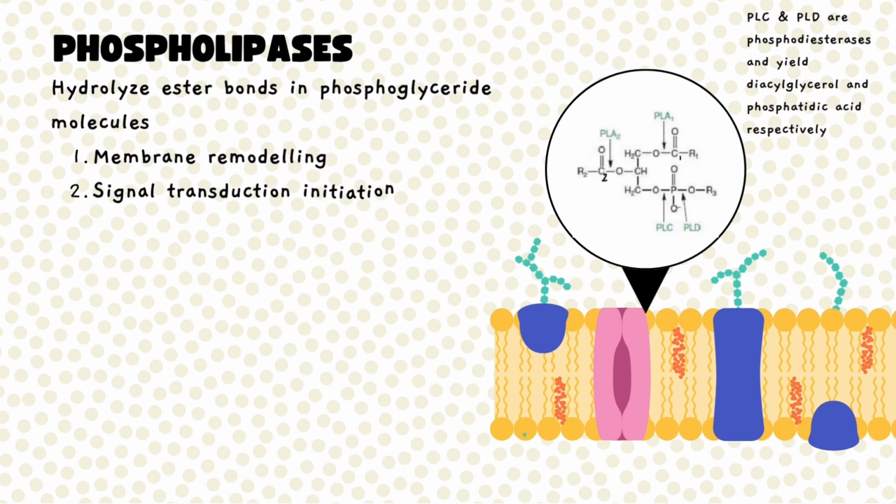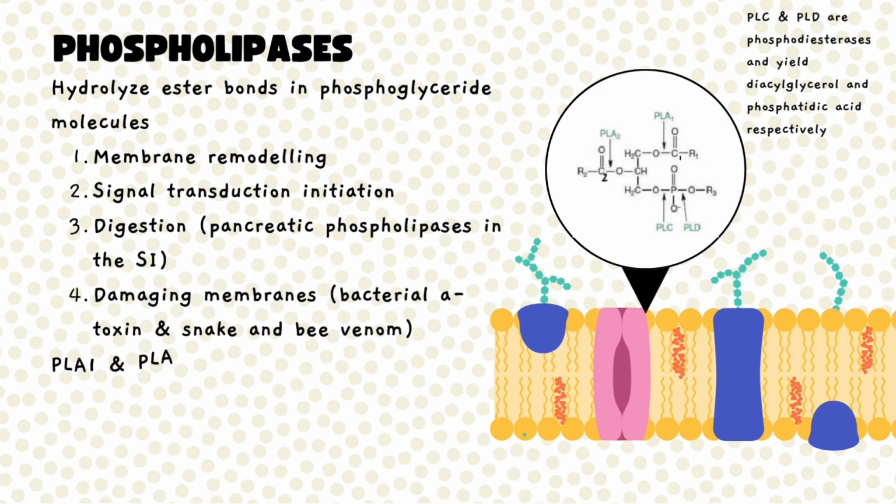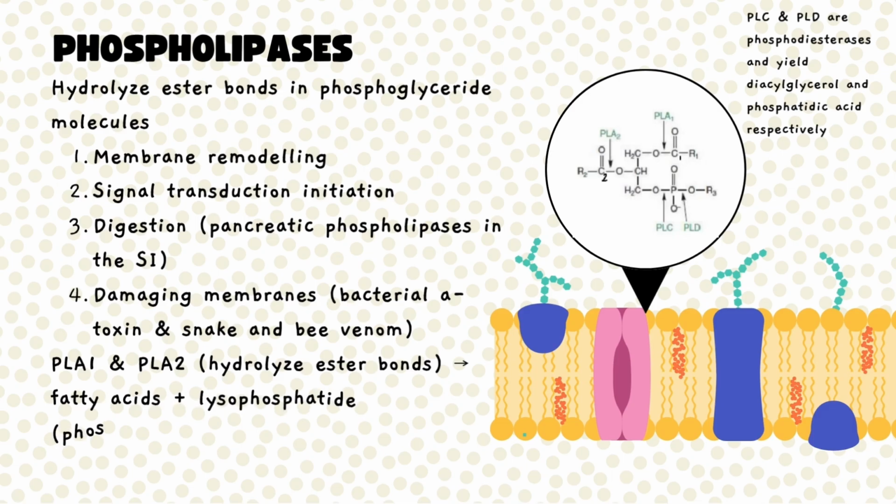They hydrolyze ester bonds in phosphoglyceride molecules, and they're involved in membrane remodeling, so they change the ratios of phospholipids in the membrane to enhance or affect fluidity. They're also involved in signal transduction initiation. So this enzyme's activity is the beginning step of signal transduction.